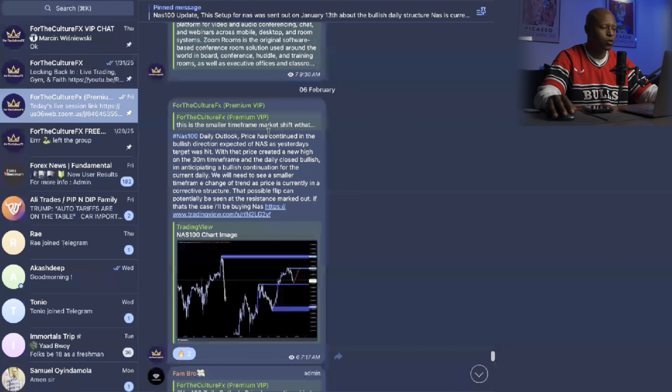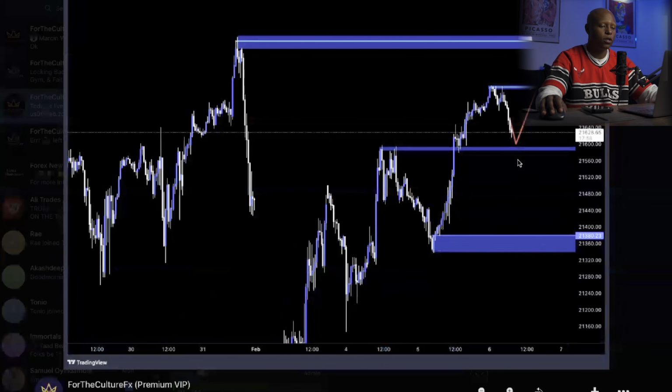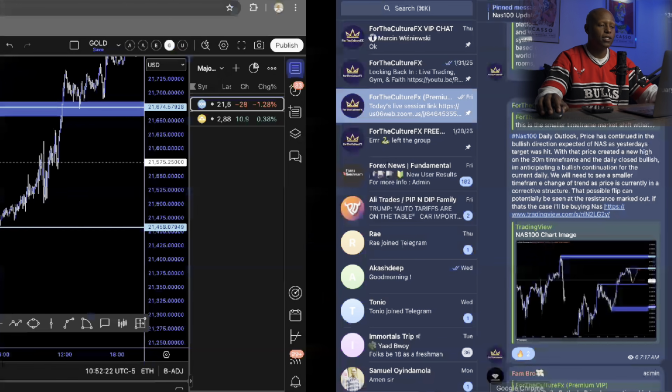So what was sent out to the group? Price has continued in the bullish direction expected of Nas, as yesterday's target was hit. With that, price created a new high, and on the 30-minute time frame and on the daily closed bullish. I'm anticipating a bullish continuation for the current daily. We will need to see a similar time frame change of trend, as price is currently in a corrective structure. That possible flip can potentially be seen at the resistance marked out, and if that's the case, we'll be buying Nas. So you can see the setup here where we're looking for. Let's go to the charts and see how it executed.